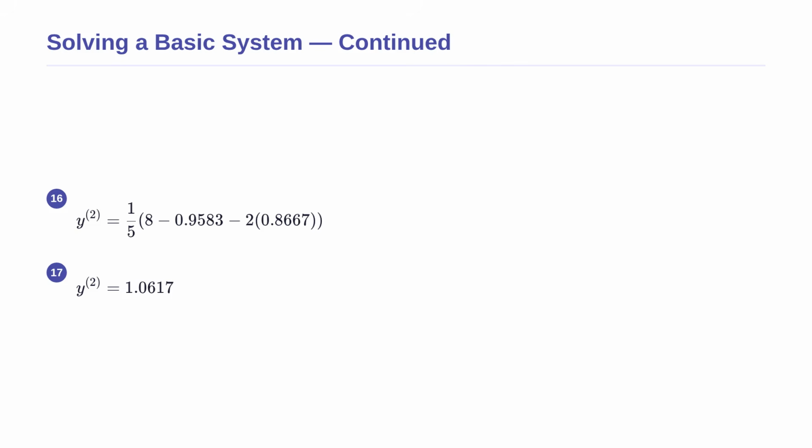Just like before, we carry this fresh x value forward immediately. We have our newly updated first variable, so we immediately discard the old value of 1.5. We substitute the brand new value for x while still using the older value for z from the end of round 1. We simplify the arithmetic inside the parenthesis, subtracting from 8 and dividing by 5. This gives us our newly updated second variable, y, which is 1.0617. We now have fresh numbers for the first two variables to use in the final equation.